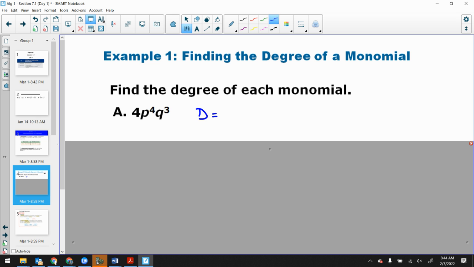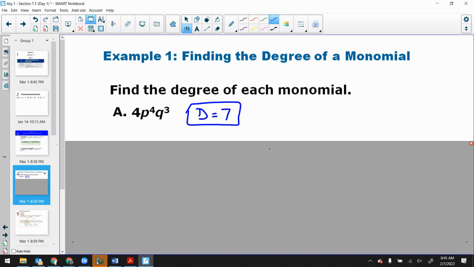The sum of the exponents of the variables. Gio? 7. Good. The degree here is 7. And you'll see me write it as a D, sometimes DEG equals.